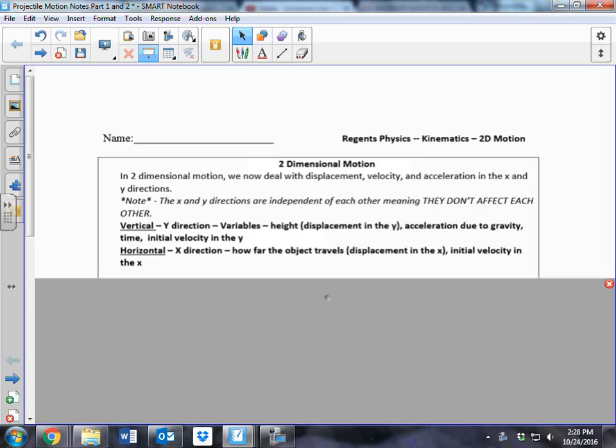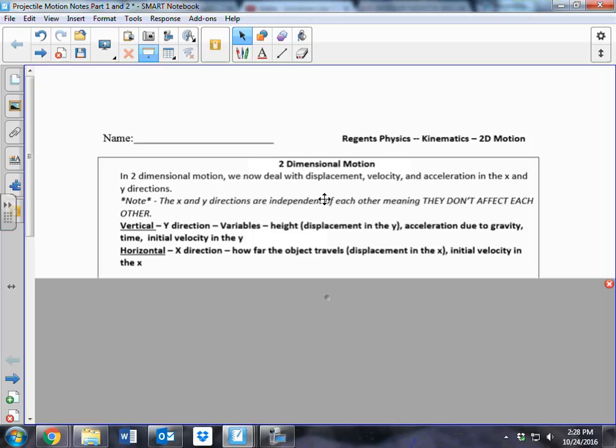So today we're going to learn about motion on the x and the y axis. So far, as I stated in class, we've only been dealing with motion on one axis. On the x-axis, we'll be dealing with whether an object accelerates or if it's moving at constant velocity, in the positive and negative direction. Or we've only been dealing with motion on the y-axis. So when I throw a ball up and down or when I drop a ball, using the acceleration due to gravity, I can figure out certain variables. So in two-dimensional motion, we now deal with displacement, velocity, and acceleration in the x and the y directions.